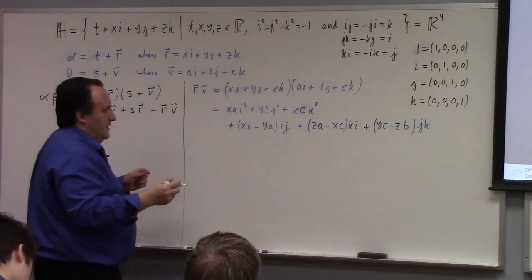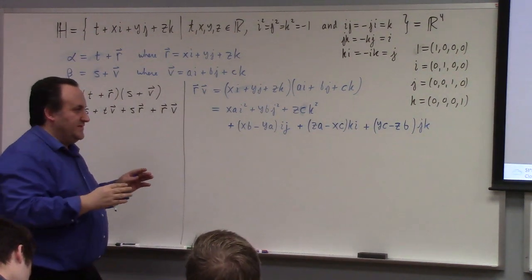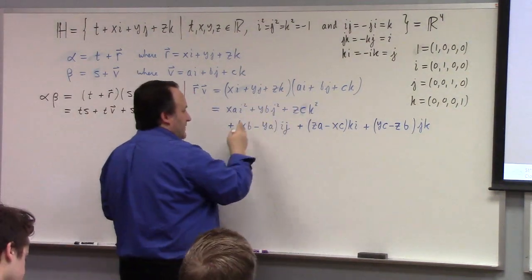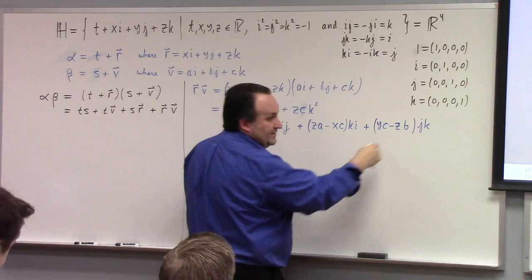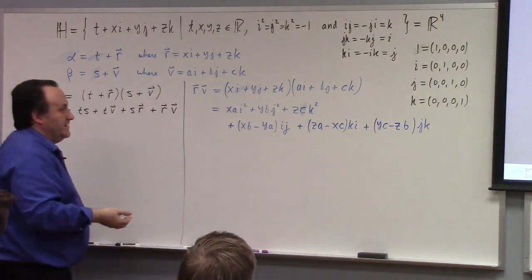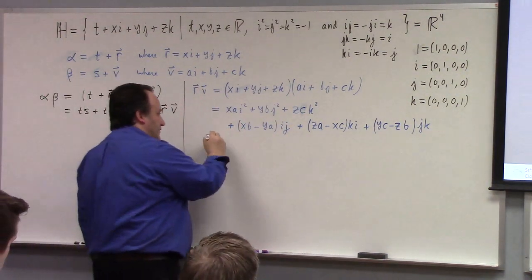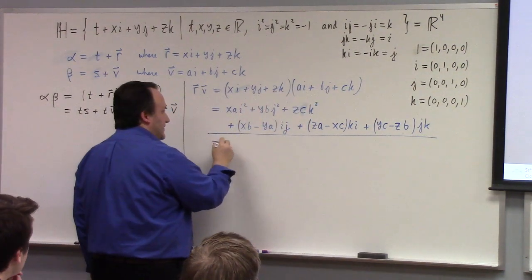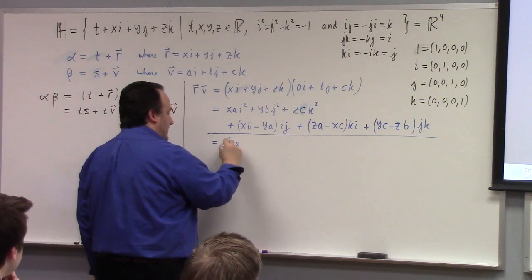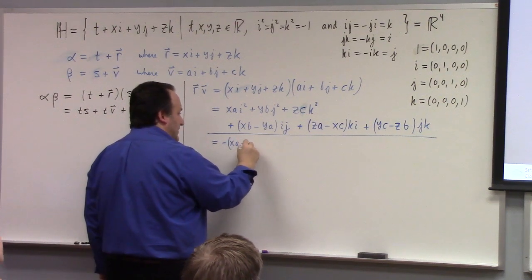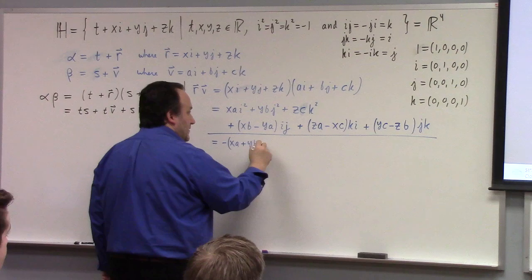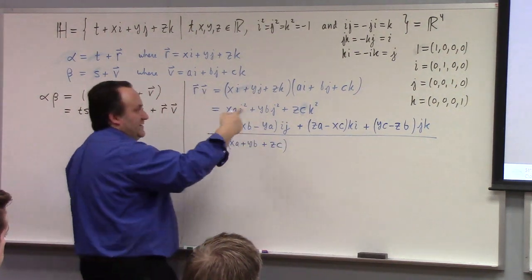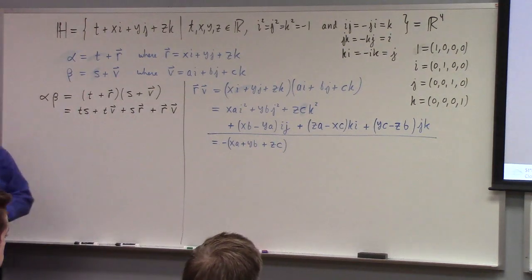So there. And let's count. Whenever you have a problem like this, you should always count and make sure you haven't missed something. 1, 2, 3, 4, 5, 6, 7, 8, 9. 3 times 3, 9. That's good. That's how many terms we should have. So let's work it out then. So this is minus xa. I'm going to factor out the minus there. Minus xa minus yb plus yb plus zc. Right? That's because i squared equals j squared equals k squared equals minus 1.